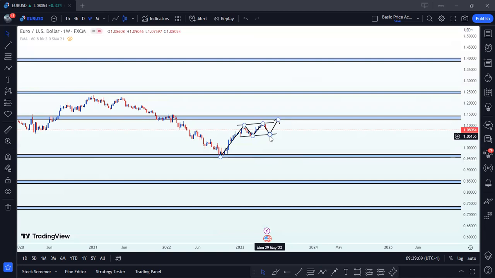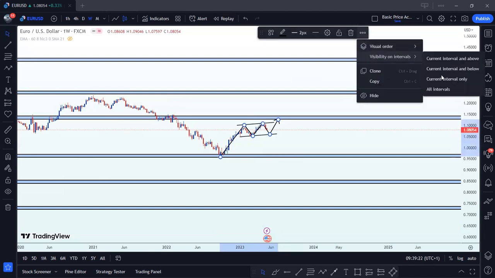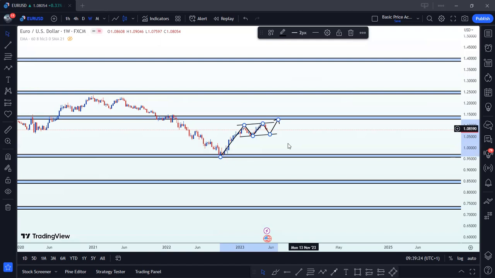But for now, what we have is we're expecting this price to come down to as low as 1.0515, which is roughly about 300 pips from where the market is at the moment. So this is what I'm expecting on a weekly time frame, not yet confirmed.